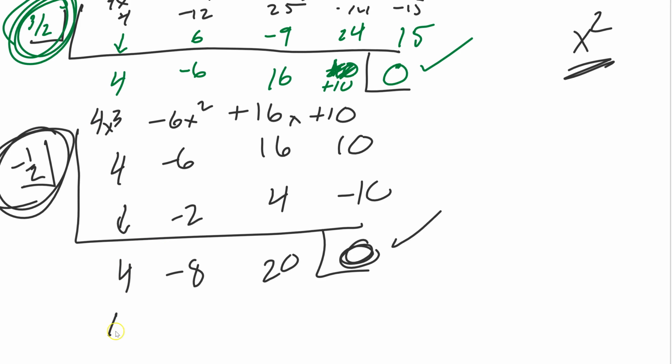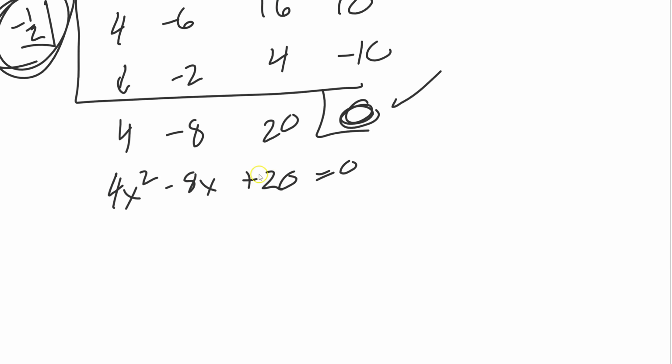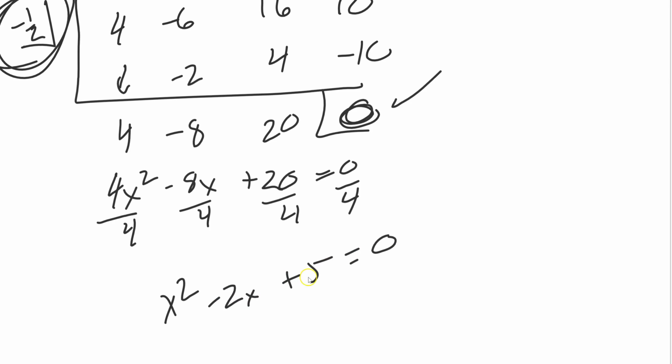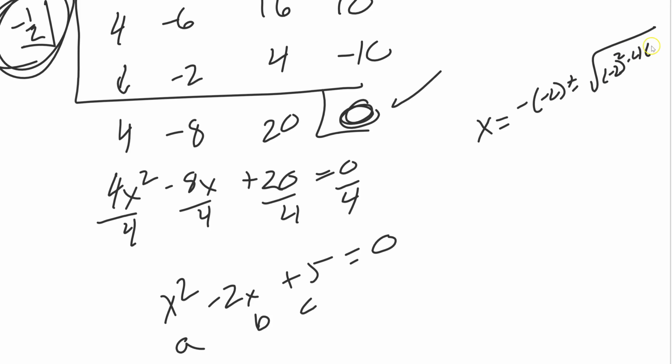This was x cubed, so I have 4x squared minus 8x plus 20 equals 0. We got to solve this again. You can either factor or use the quadratic formula. I know it's going to be imaginary, so it's going to be quadratic formula. But again, let's make life easier. Notice they all divide by 4. So I get x squared minus 2x plus 5 equals 0. As you can tell, it's not factorable. So I'm going to do a little quadratic formula. x equals negative b plus or minus the square root of b squared minus 4a times c, all over 2a. So I get 2 plus or minus, this is 4 minus 20, so negative 16.